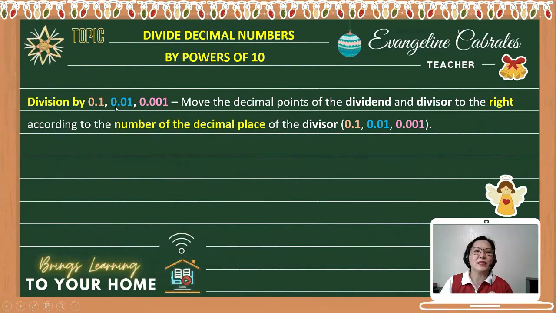Division by 1/10, 100ths, and 1,000ths. Anong dapat tandaan? Move the decimal points of the dividend and divisor to the right, according to the number of the decimal place of the divisor. So, itong 1/10ths, 100ths, at 1,000ths, sila ang magiging divisors natin. At kapag sila ang divisors, don't forget to move the decimal points of the dividend and divisor to the right, depende nga sa decimal place ng mga ito.